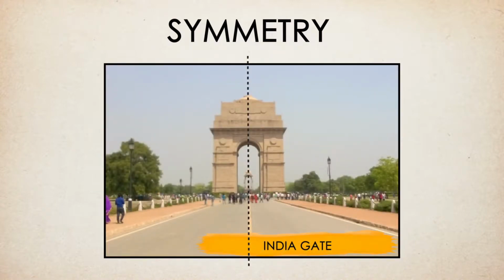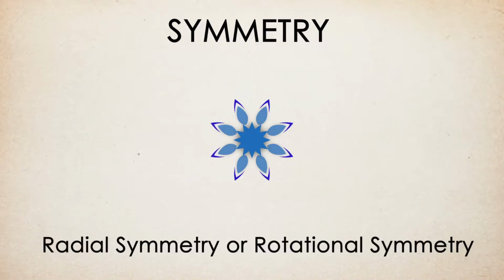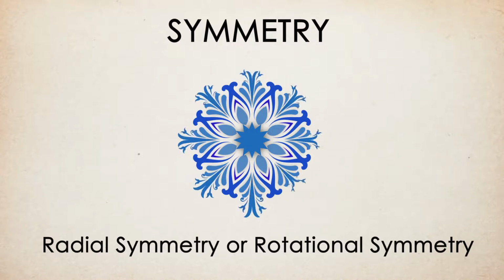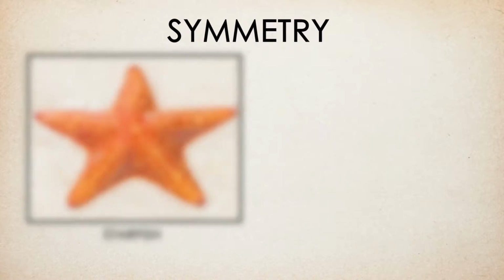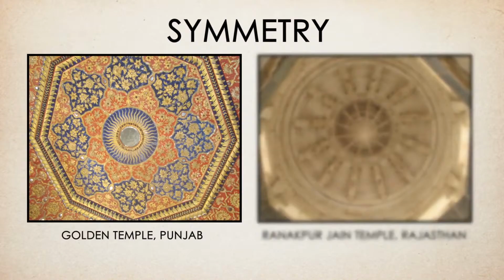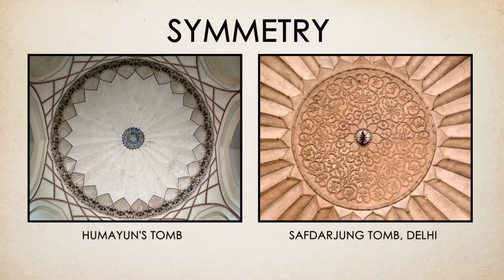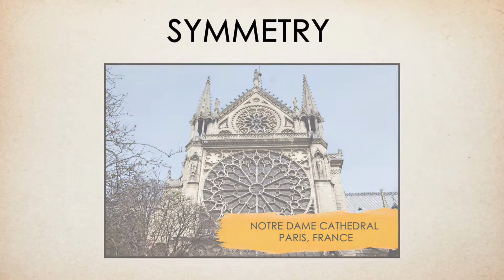Another kind of symmetry, which is less common, is radial symmetry or rotational symmetry. This is largely symmetry about a central axis, as in a starfish or a snowflake. These are often seen on ceilings of all kinds of monuments or in stained glass windows in churches.